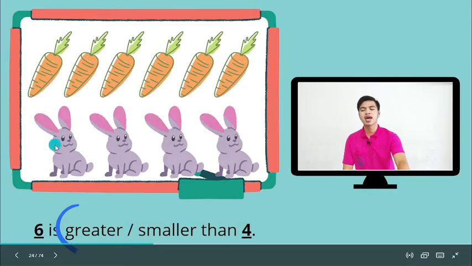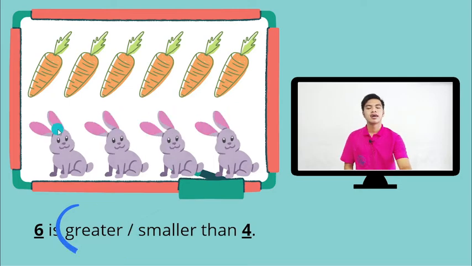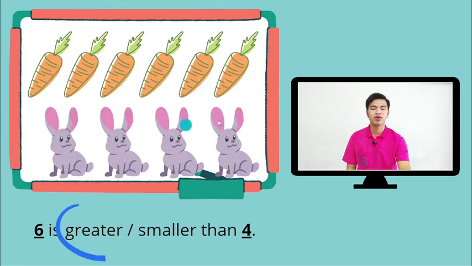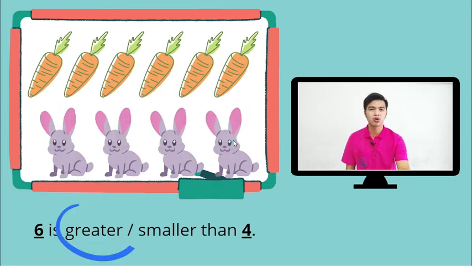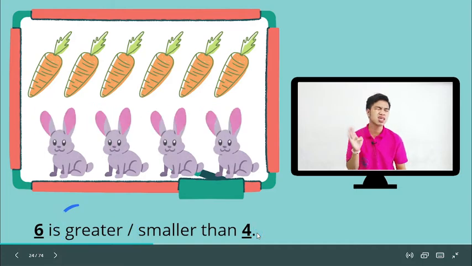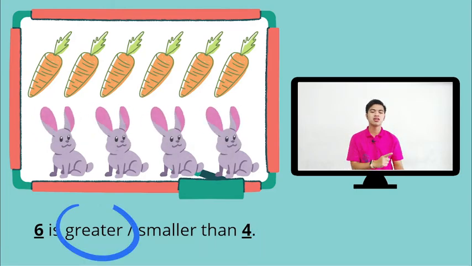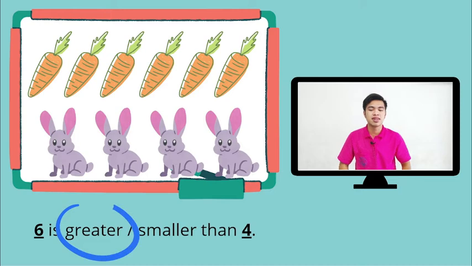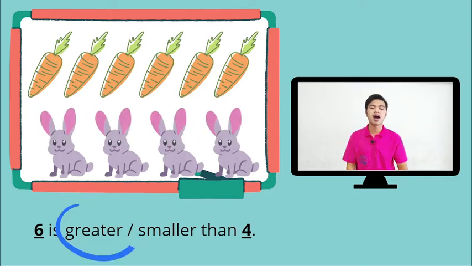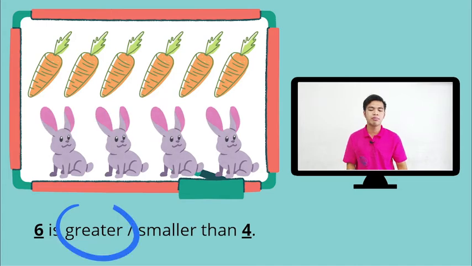And then we're going to count the rabbits. 1, 2, 3, and 4. There are 4 rabbits. So we're going to write 4 in here. And then we're going to decide if 6 is greater or smaller than 4. So in this case, the answer is greater because the carrots are more than the rabbits.